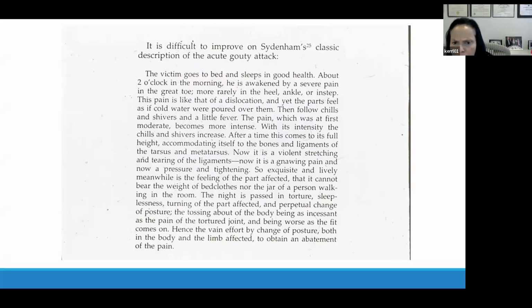The pain, which was at first moderate, becomes intense. Then it comes to its full height. It then becomes a violent stretching and tearing of ligaments, a gnawing pain, and a pressure and tightening. So exquisite and lively is the feeling of the pain of the part affected that it cannot bear the weight of the bedclothes, nor the jar of the person walking. And it goes on and on and on. But you get the sense of how it attacks you acutely at night and becomes a severe pain so that even the bed sheets cause pain.